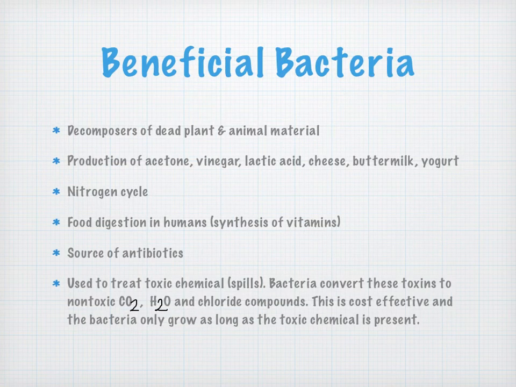Beneficial bacteria. So we have decomposers of dead plant and animal material. They produce acetone, vinegar, lactic acid, cheese, buttermilk, yogurt. They're also an important part of the nitrogen cycle, which we talked about in the last unit. They're important for food digestion in humans, so synthesis of vitamins, and that happens in our intestines. They're a source of antibiotics.